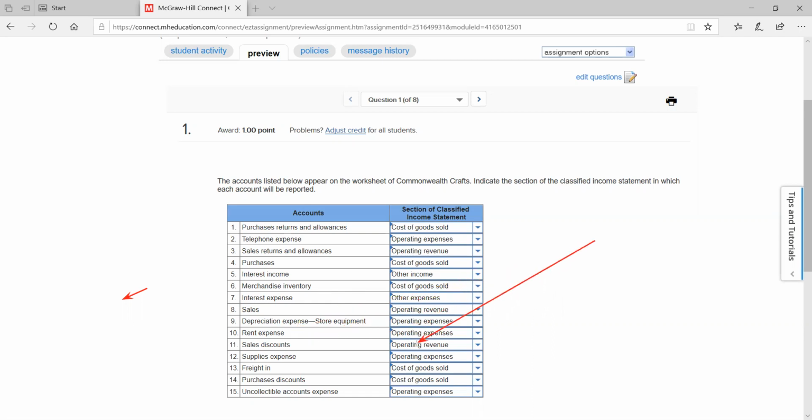Sales discounts is operating revenue. Supplies expense is going to be operating expenses. And then we got freight in, which is part of inventory, which of course is cost of goods sold. Purchase discounts, again, just like the other purchases, is also cost of goods sold. And then finally, your uncollectible accounts expense, which would be an operating expense. All righty, so that is number 1. Let's check out the second problem.